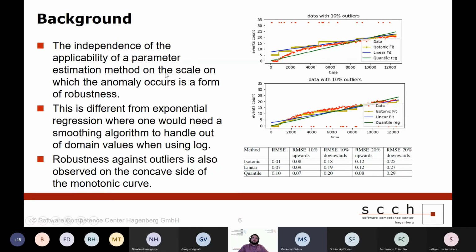As a comparison, if the outliers are upwards, it performs a bit worse than quantile regression. If it was 10%, as we can see here, the RMSE is 0.08, while in quantile regression it's 0.07. However, when it's downwards, it outperforms the quantile regression. So we can say it's robust against outliers that are observed on the concave side.